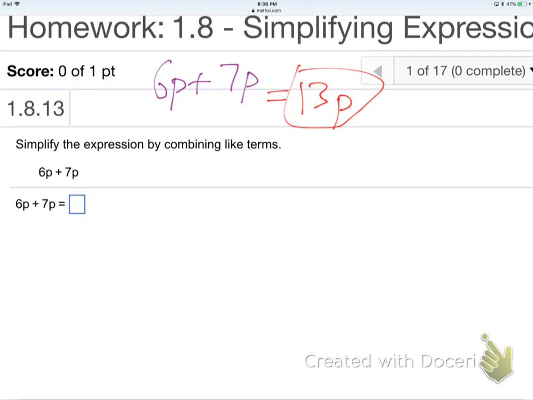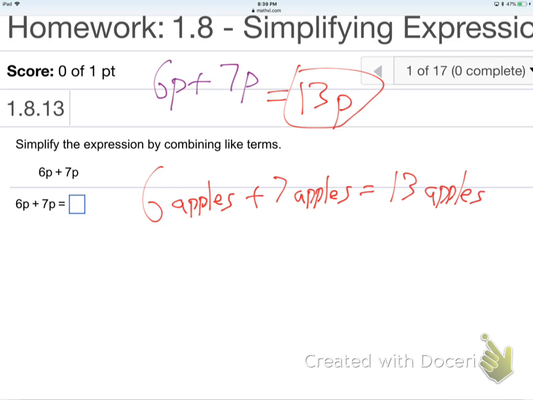No square. Why not? Well, what if I said I got 6 apples? P is just the type of thing. And 7 apples. What do you got? 13 apples squared? No. It's 13. It's just like adding anything else up. It's like adding a fruit, right? 6 apples, 7 apples, 13 apples. 6p, 7p, 13p.